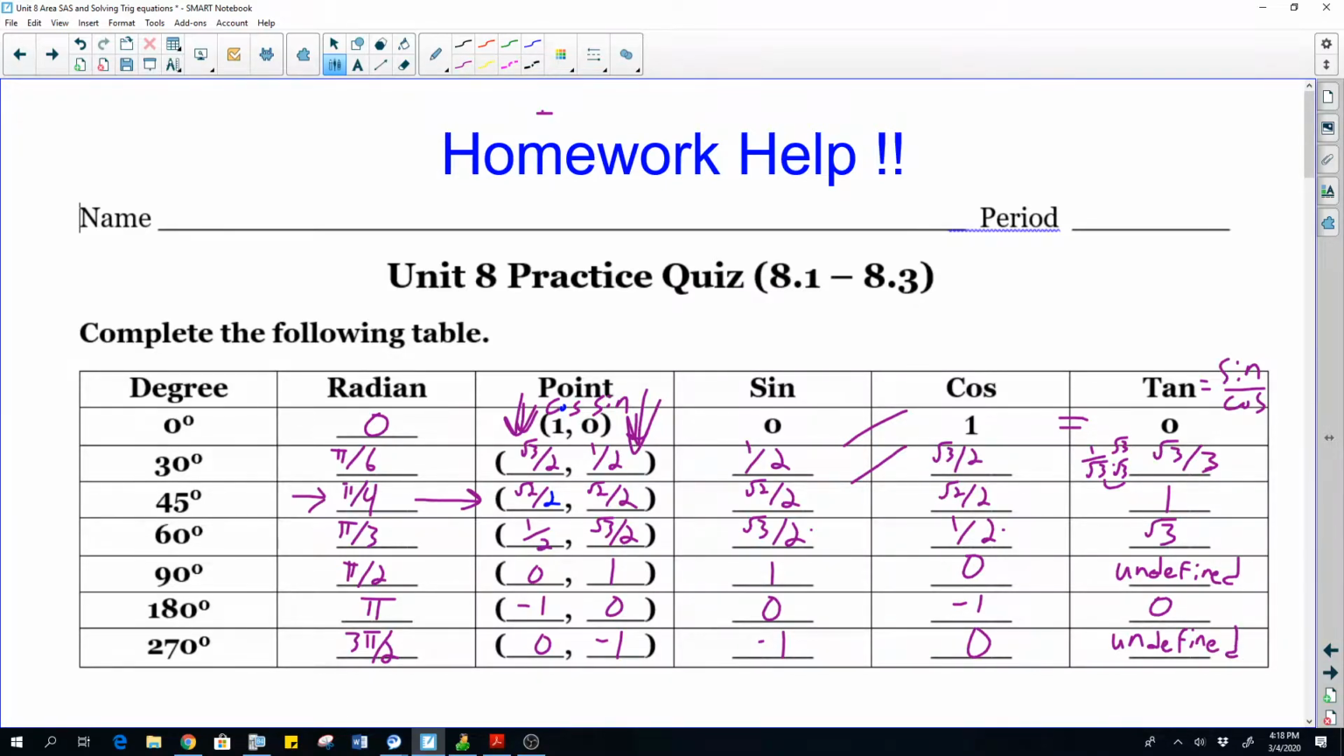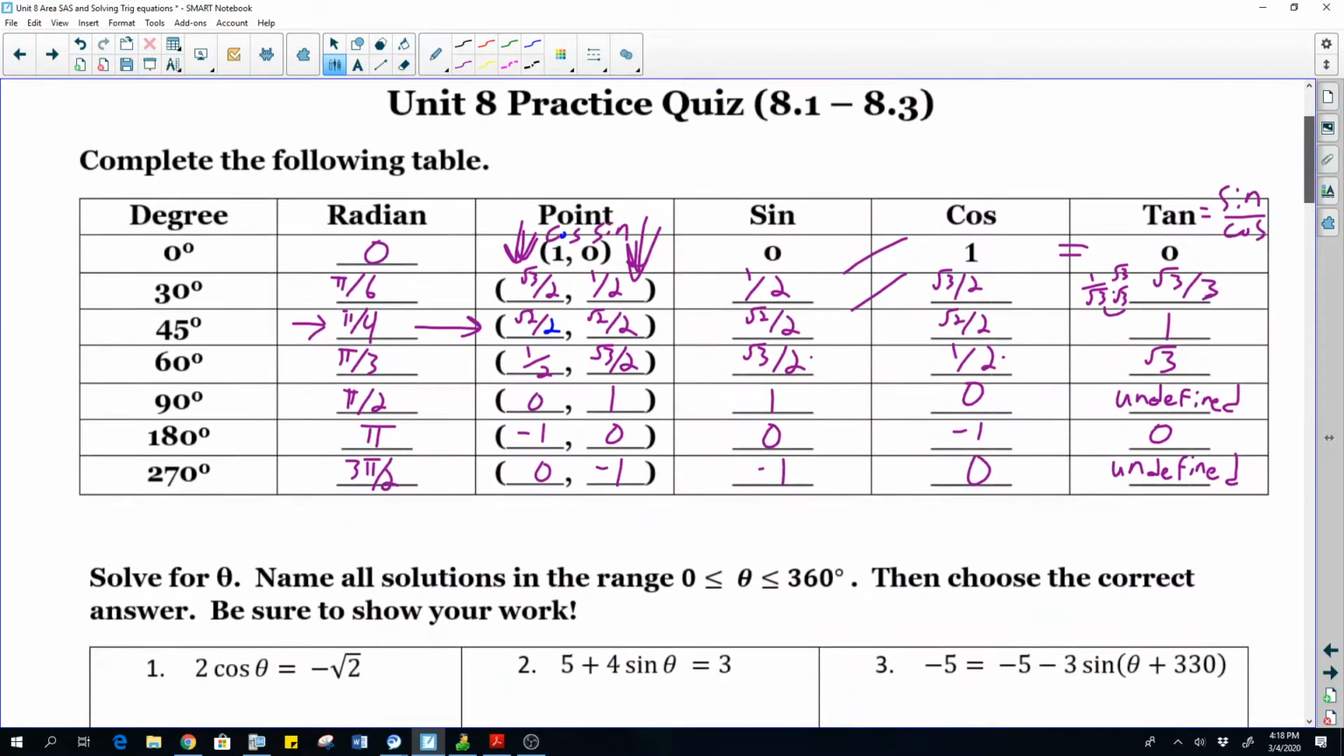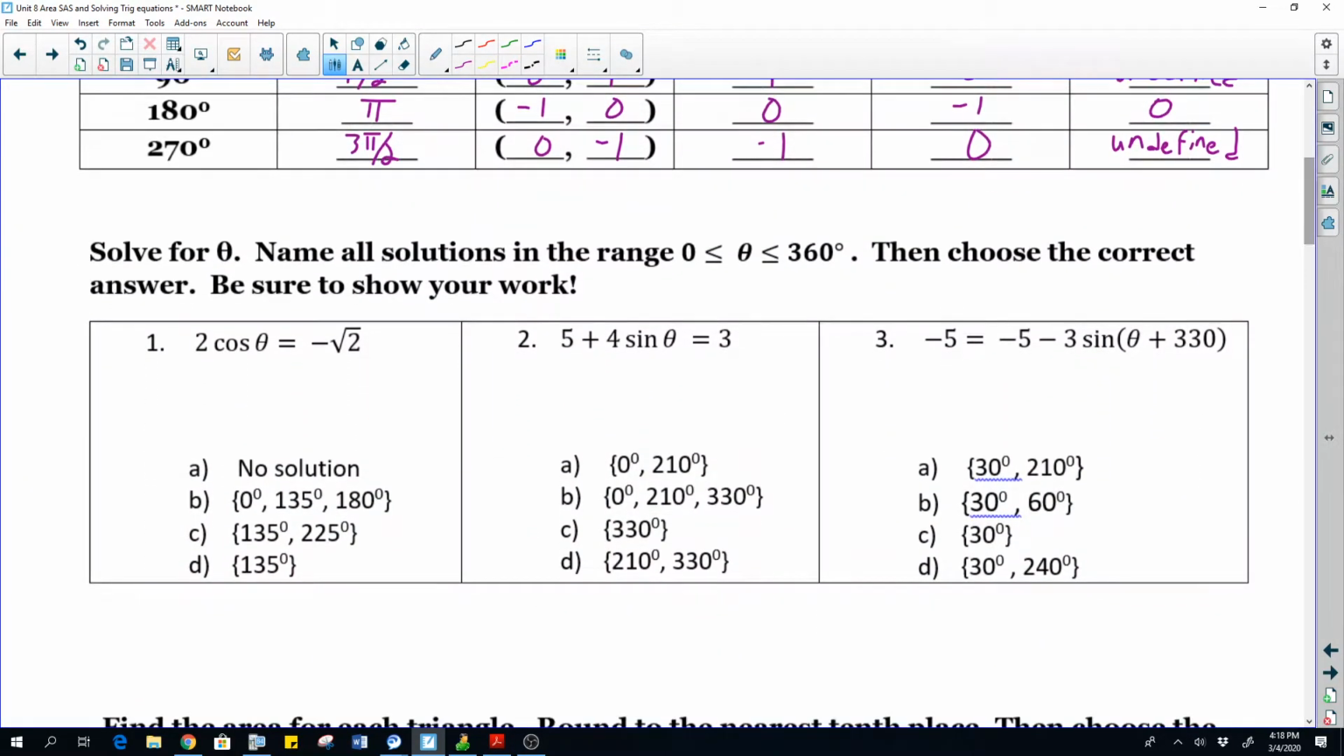And then this one's also negative 1 divided by 0, which is also undefined. So here's the whole chart. It'll be on the quiz, so ace that quiz. Okay, so then looking at problem number 1. Use the unit circle to help you. So divide by 2, divide by 2.